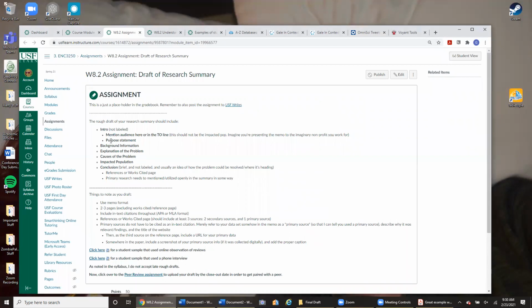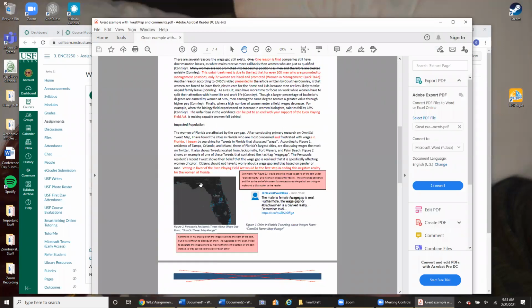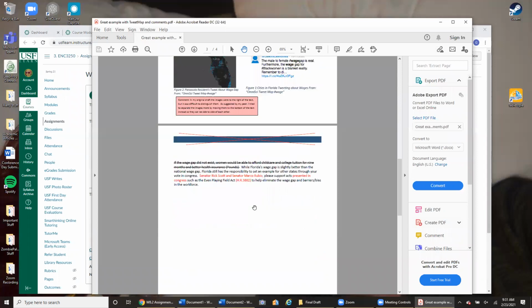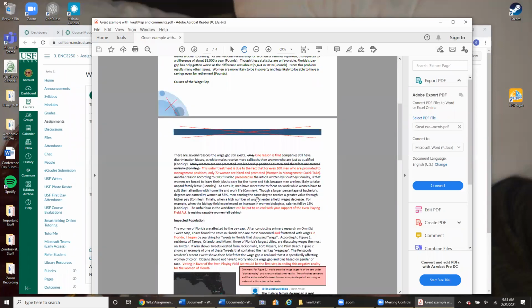Here we see again another outline, reminding you that you need that reference or works cited page. You need your primary research mentioned and utilized openly in some way. And that doesn't mean that you have to have a picture, because for some of the surveys, for some of the interviews, how can you really put a picture of that? But you need to mention it. Like if you have a survey in there, you need to say, based on the survey, blah, blah, blah, respondents feel that, or based on my interview with so-and-so principal, this could be inferred that.